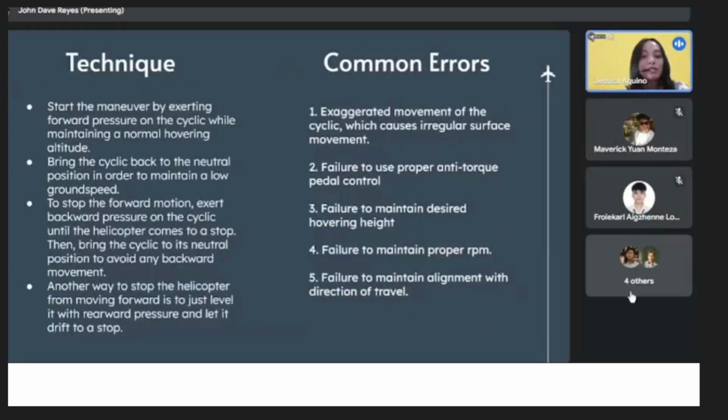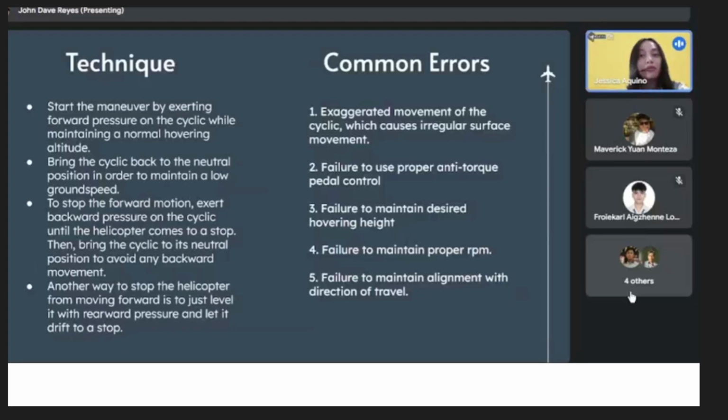The second one is to start the maneuver by exerting forward pressure on the cyclic while maintaining a normal hovering altitude. As the movement of the helicopter begins, bring the cyclic back to the neutral position in order to maintain a low ground speed. A low ground speed means no faster than a brisk walk.